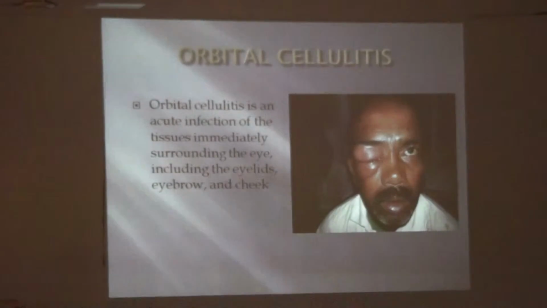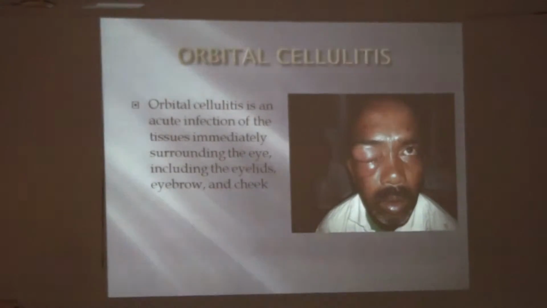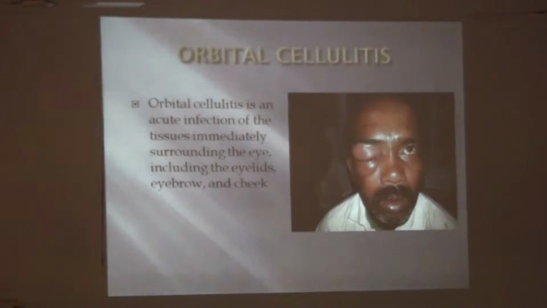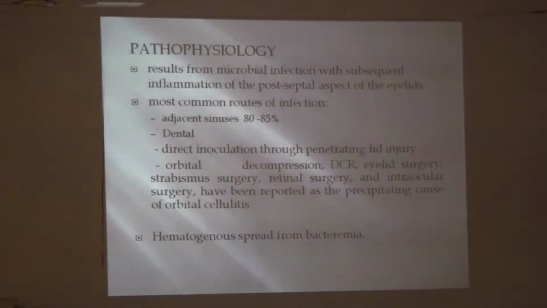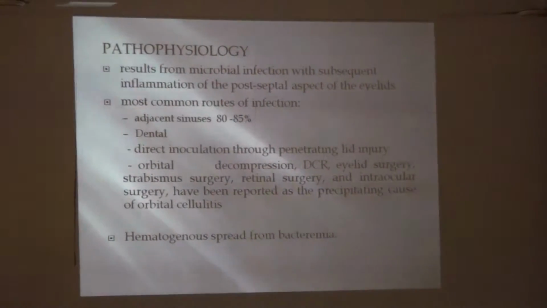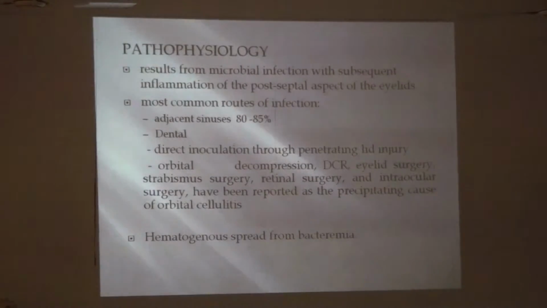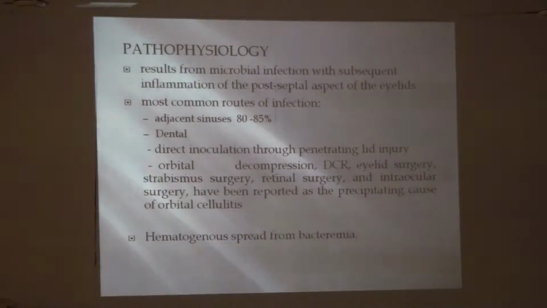Surrounding the eye, including the eyelids, eyebrow and cheek. And the pathophysiology results from microbial infection with subsequent inflammation of the post-septal aspect of the eyelids. Most common routes of infection are adjacent sinuses, especially the ethmoid sinus or sometimes the frontal sinus. It accounts for 80 to 85% of cases of orbital cellulitis.